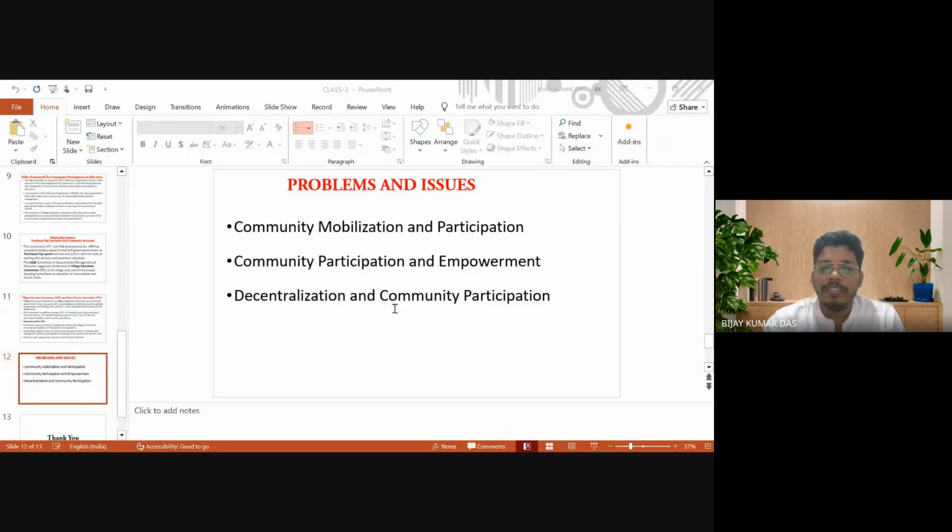Fine. Next is community decentralization and community participation. Decentralization, division of work. Everybody is responsible. Everybody is responsible for the development and progress. So decentralization of educational governance is one of the major strategies for including greater community involvement in education.